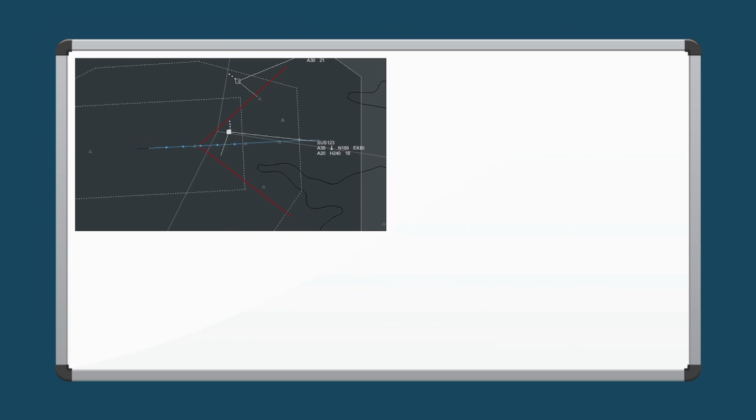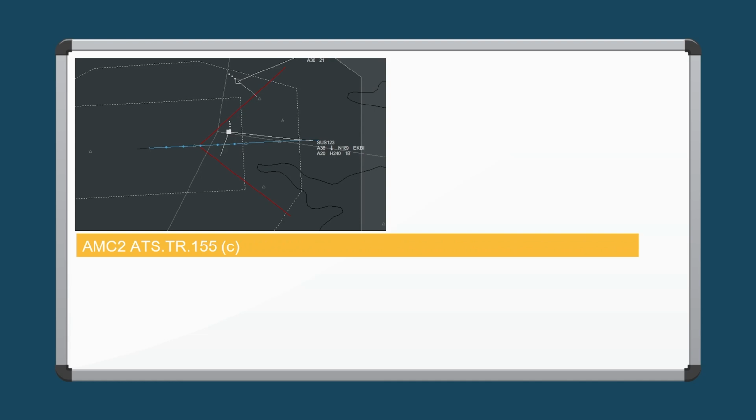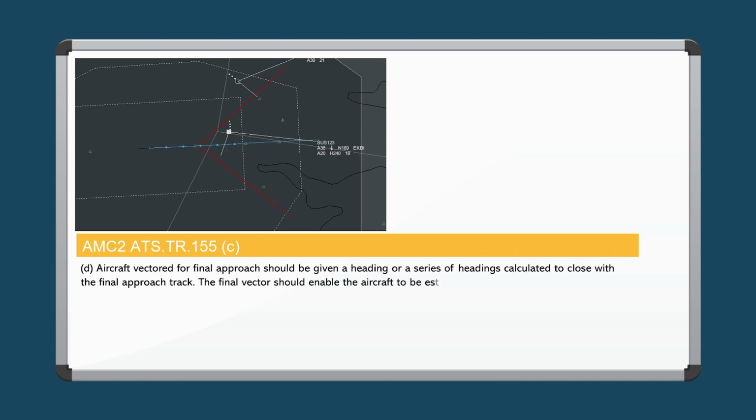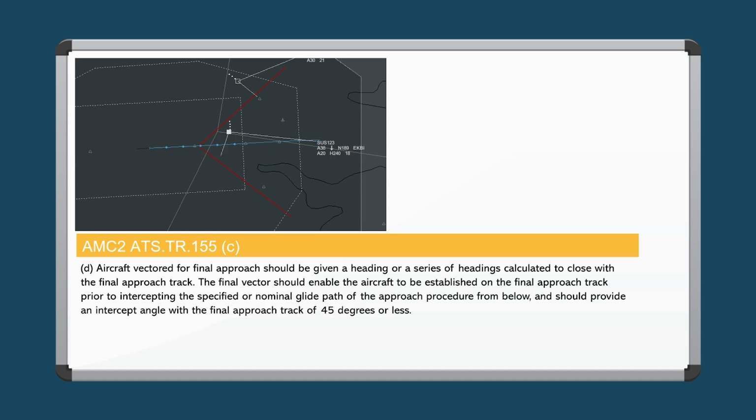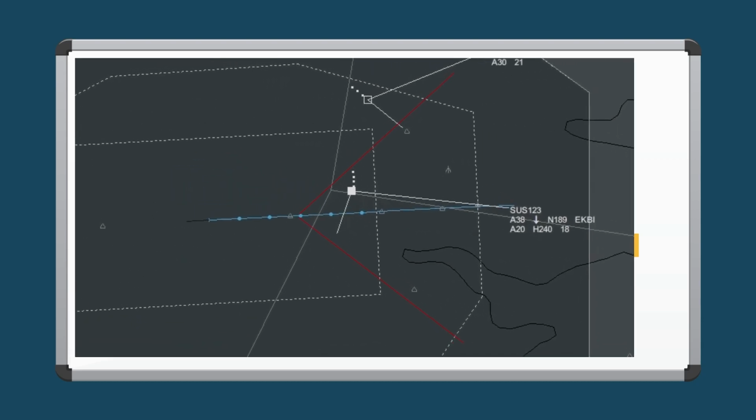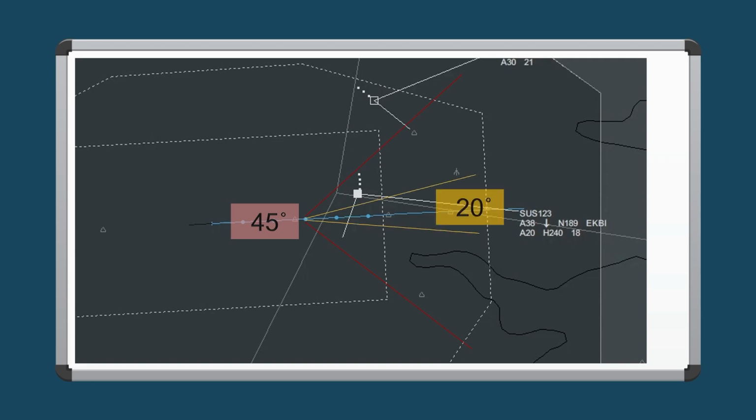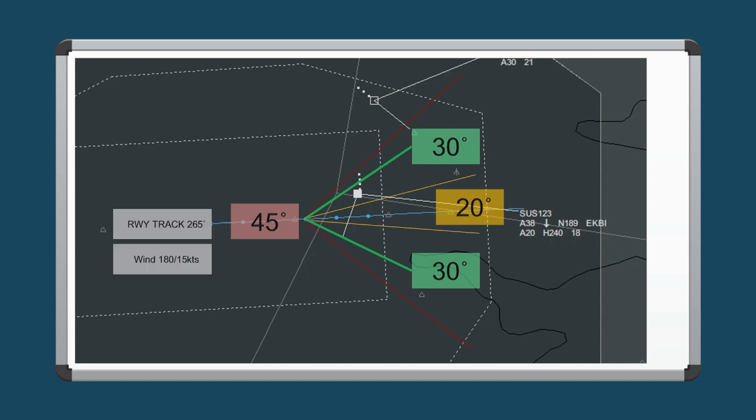For an ILS, this means per the ATS AMC2 for Tier 155 that aircraft vectored for the final approach should be given a heading or a series of headings calculated to close in with the final approach track. The final vector should enable the aircraft to be established on the final approach track prior to intercepting the specified or nominal glide path of the approach procedure from below, and also should provide an intercept angle with the final approach track of 45 degrees or less. So that's a limit, 45 degrees. The minimum is 20. The strong recommendation to always follow is 30 degrees. That will compensate you for exact runway track and modest wind correction.